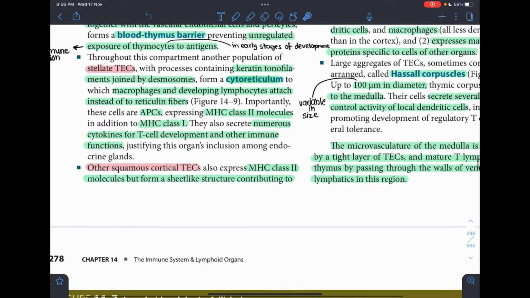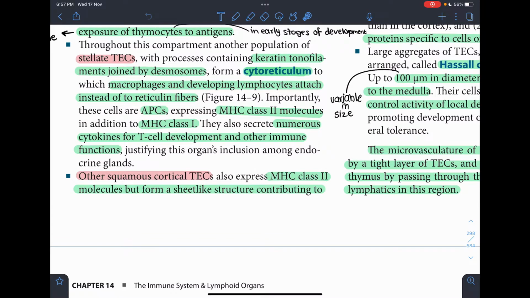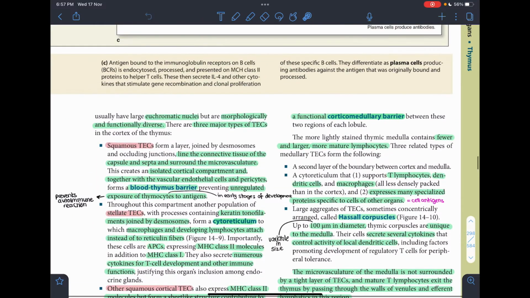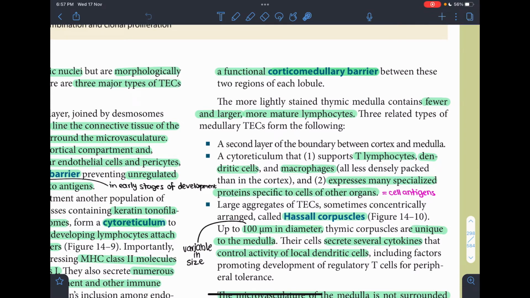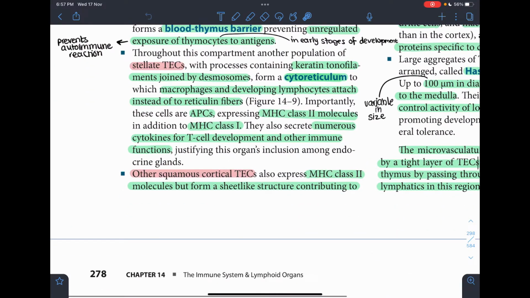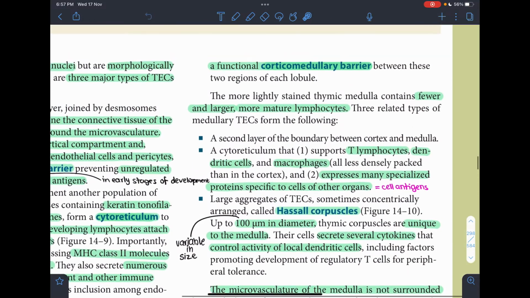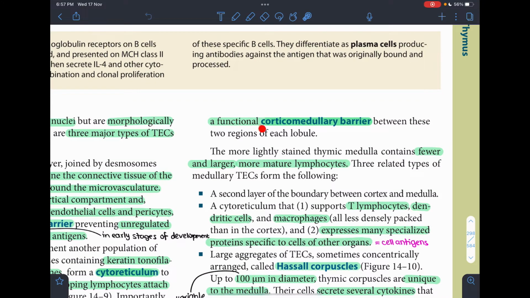Okay, and the last type is the other squamous cortical TECs, and they express MHC class 2, the same as the stellate TECs, but they form a sheet-like structure contributing to a functional cortico-medullary barrier between these two regions of each lobule.